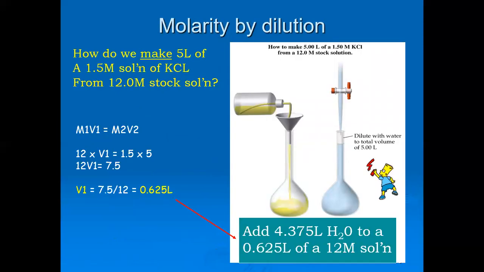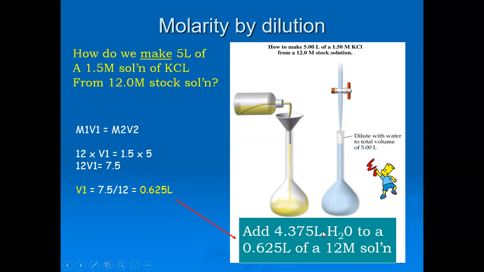Okay, there is another example. How do we make 5 liters of 1.5 molar solution of KCl from 12 molar stock solution? So we know that for the stock solution we use M1 V1, and for the new solution we use M2 V2. So put the values for the stock solution, where we have to take some volume, and we have to prepare the new solution of molarity 1.5 and volume 5. So by calculating we get 0.625 liter.